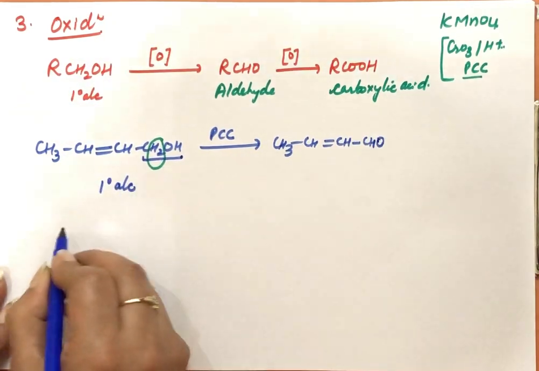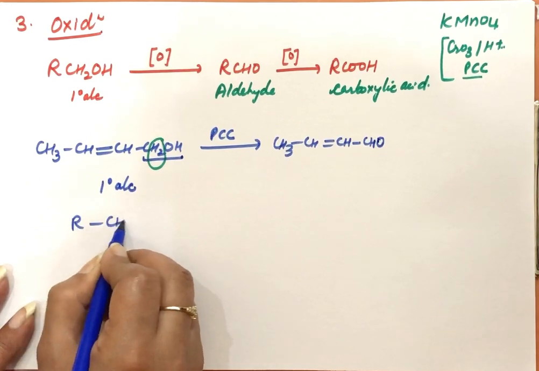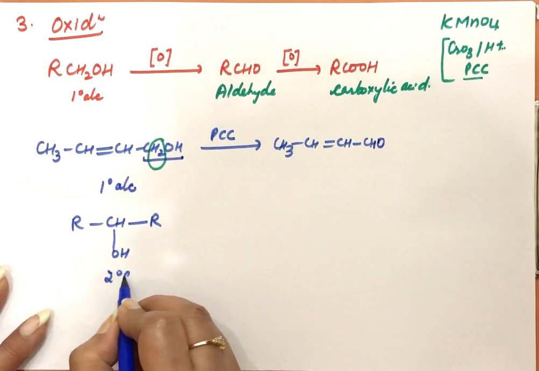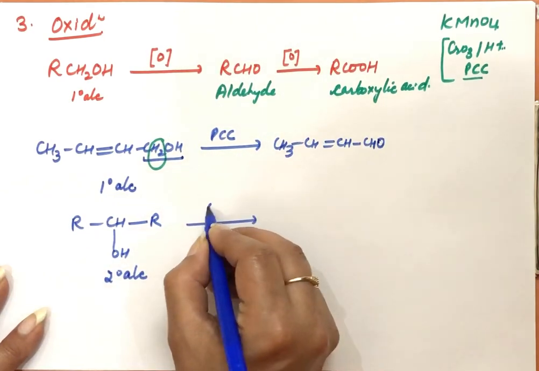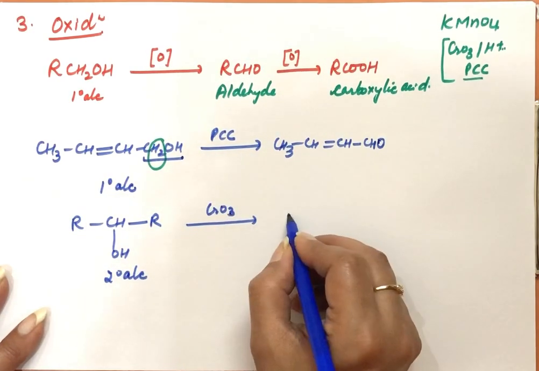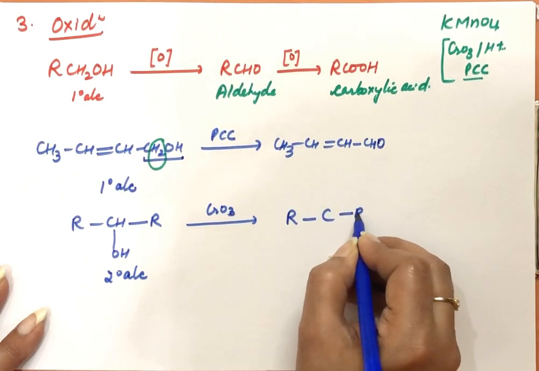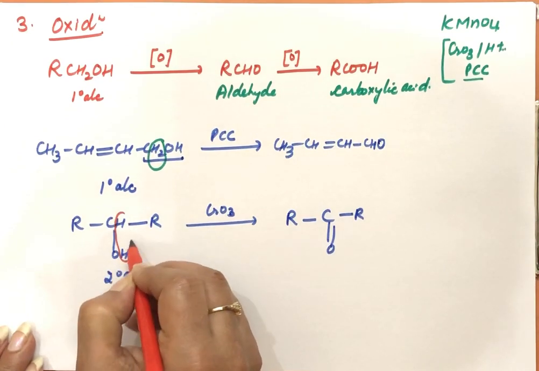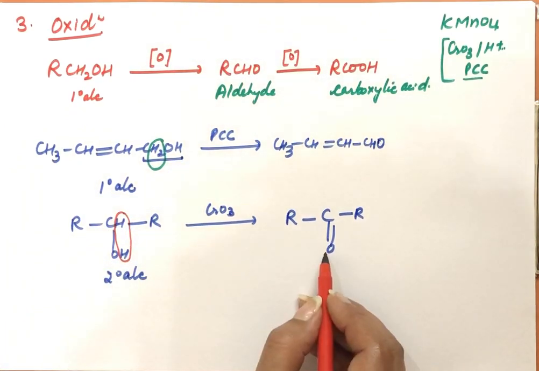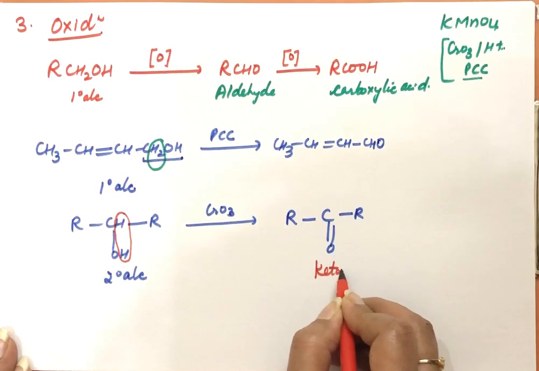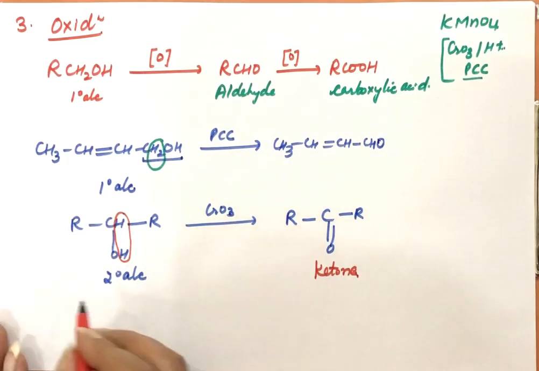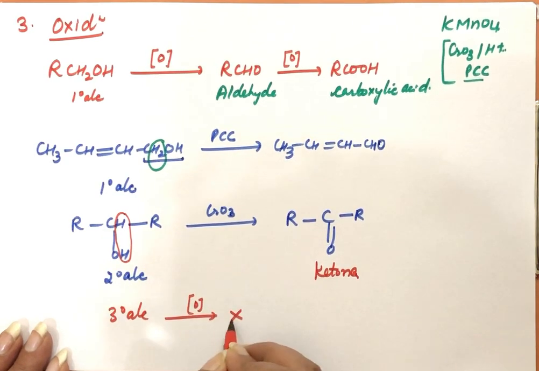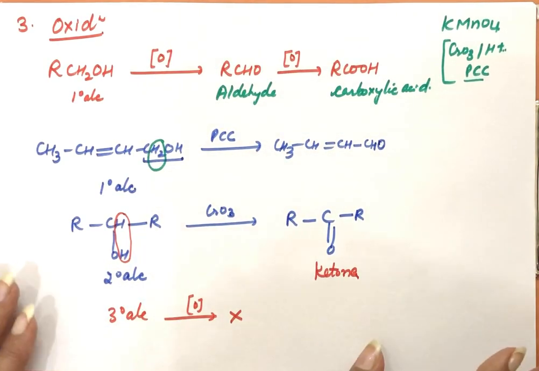But if we take secondary alcohols like R, CH, R, and here we have OH, this is a secondary alcohol. Secondary alcohols get oxidized, remember, to ketones. R, C, R, double bond O. Again here there is removal of hydrogen, the double bond will come here, and we are getting ketone with removal of hydrogen. And tertiary alcohols do not undergo oxidation. So this is the oxidation.